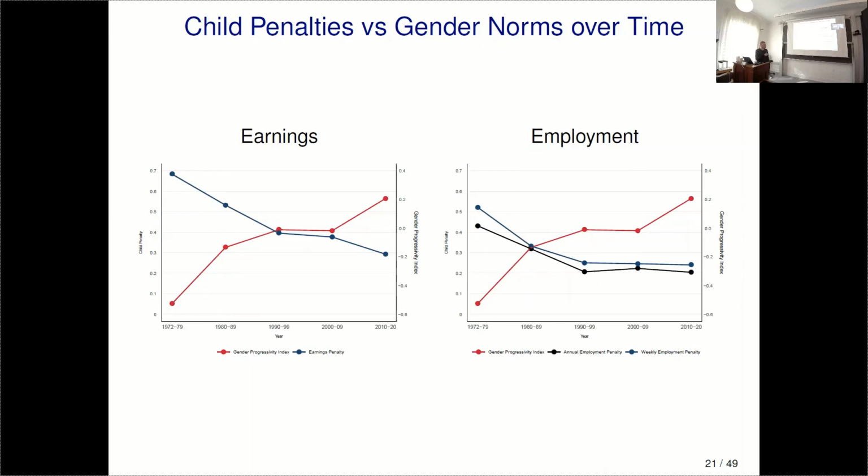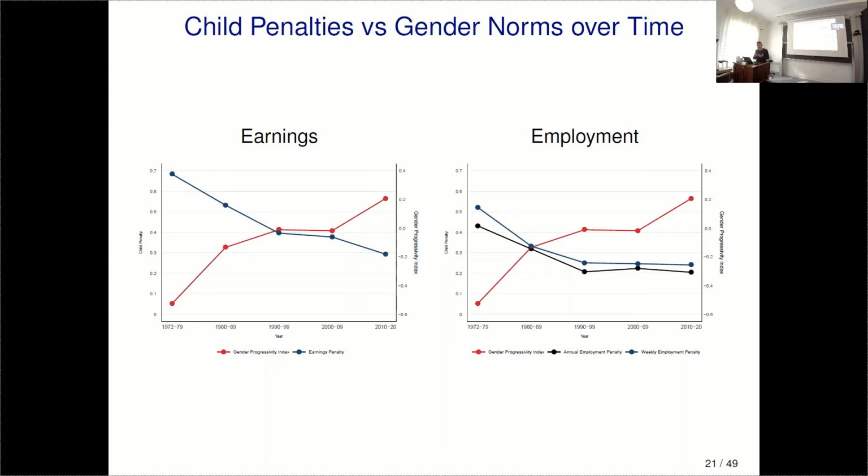And then you have some recent falls in child penalties, which are associated with an increase in gender progressivity. So a pure time series correlation looks quite good. Not that I would draw any conclusive causal inferences from this either, but there's certainly some strong correlations here.